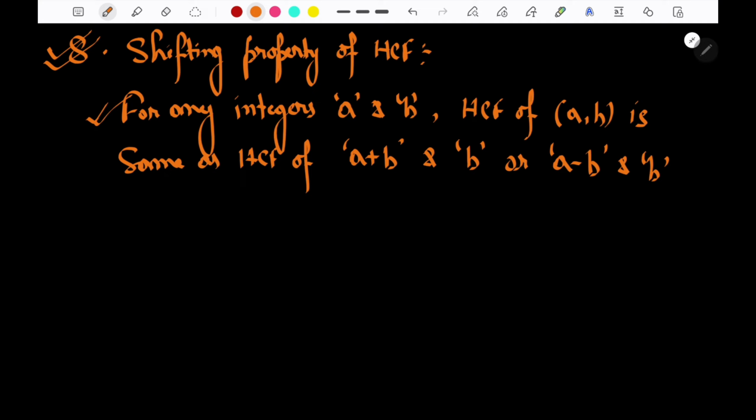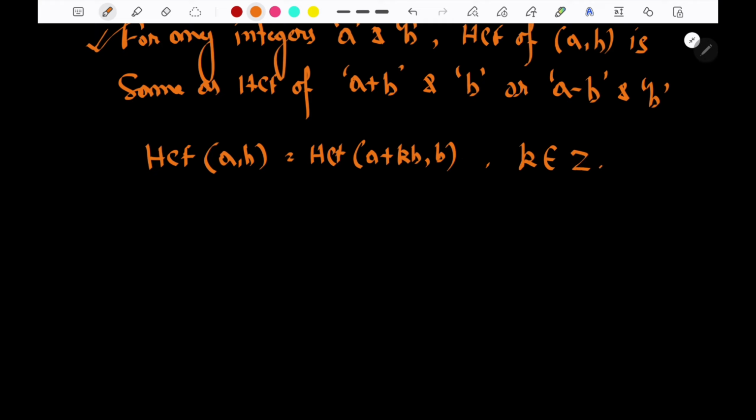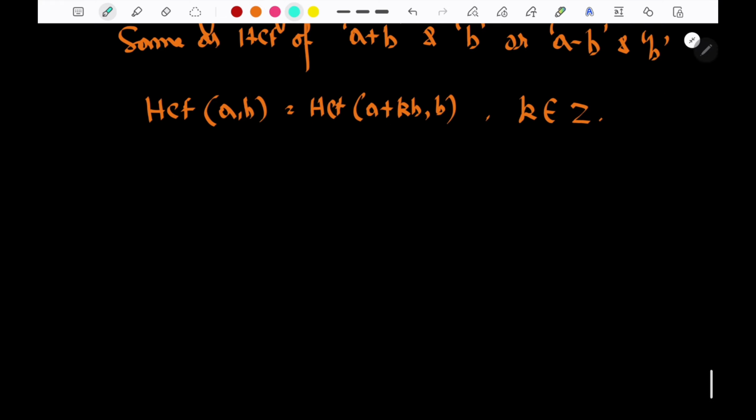Now this is very important. It means if we write it mathematically, HCF of A comma B is equal to HCF of A plus KB comma B, for K belonging to the set of integers. That is the meaning. Now how do we prove this? Proof. So if you add a multiple of one to the other and find the HCF, it will be the same. We will do an example, but first, how do we prove this?